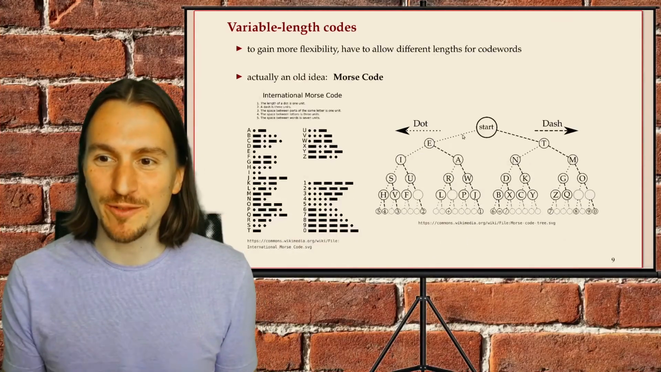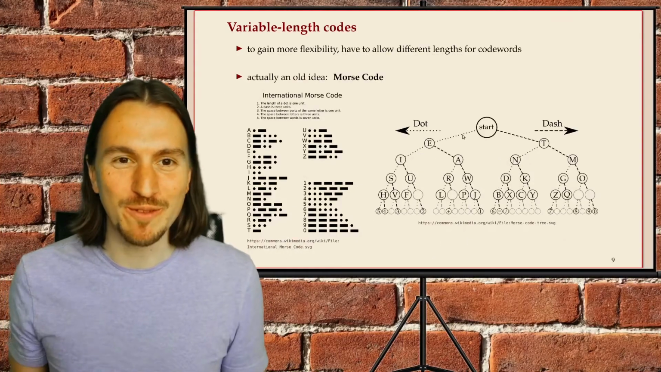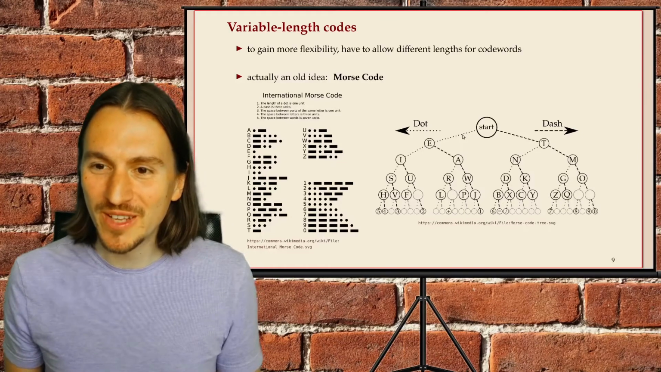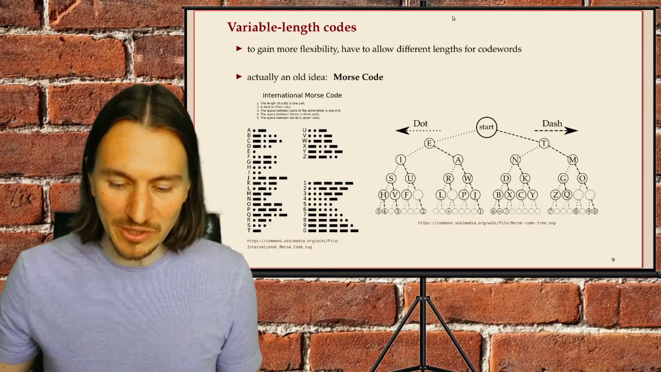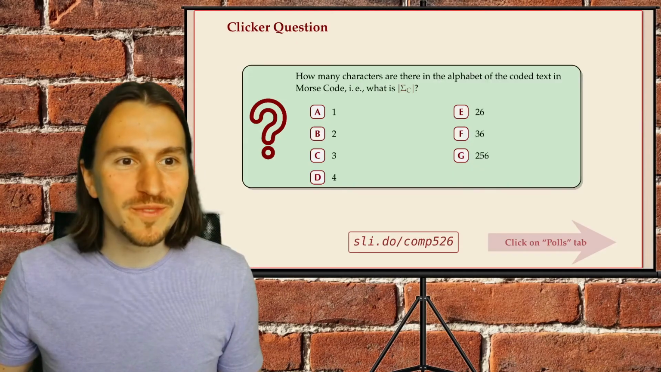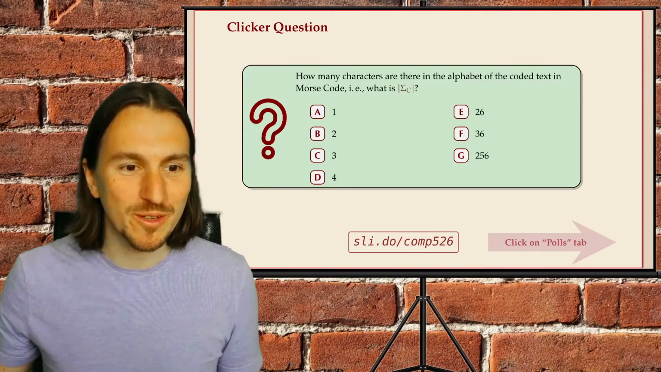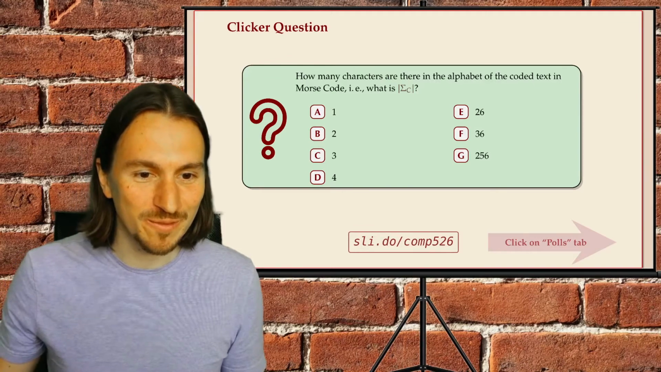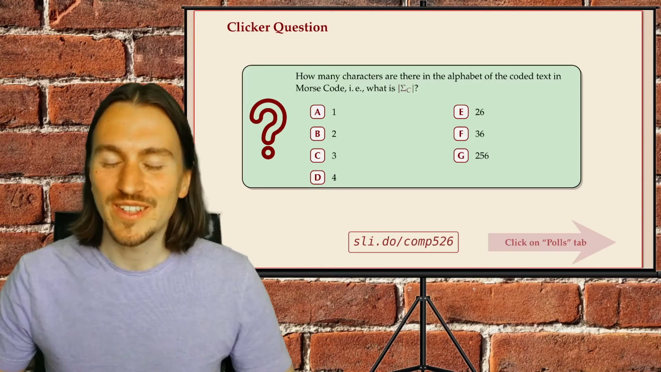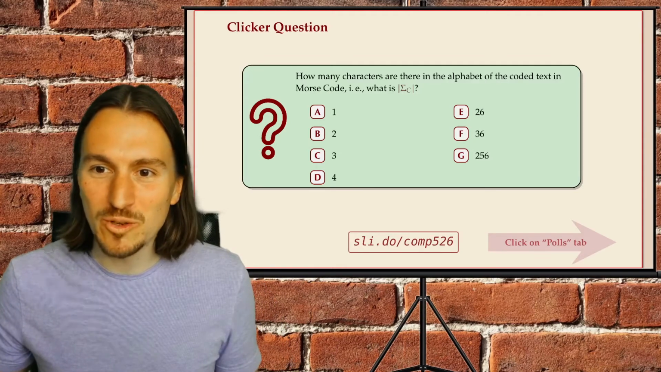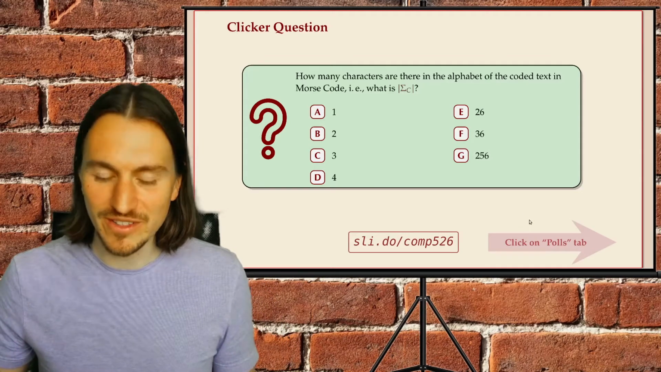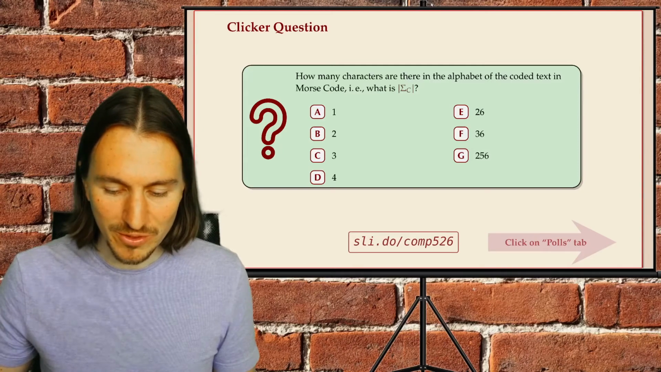I suspect people have seen Morse code, or at least played with this a little bit in their free time. If not, it doesn't matter that much. I do want to ask a question about the little nitty-gritty details here, because that is indeed a little tricky. So what is the number of characters in the coded text for the Morse code?